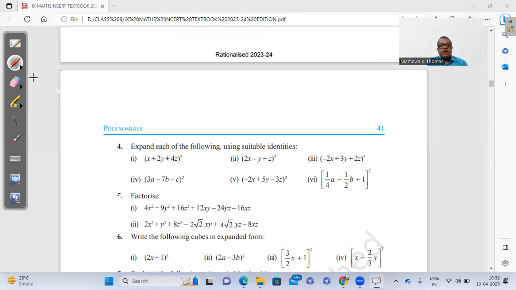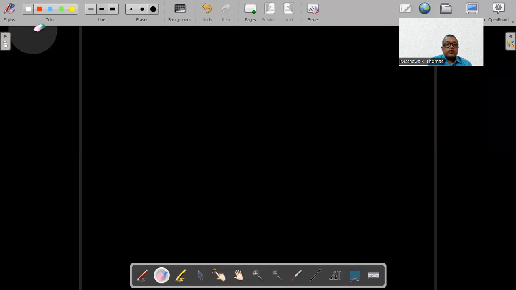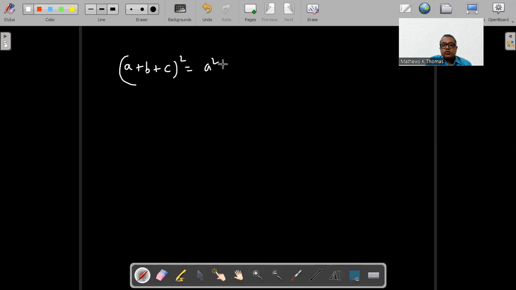Question is expand each of the following. Expand (x + 2y + 4z) whole square. Okay, so here we need to understand this identity: (a + b + c) whole square is a square plus b square plus c square plus twice of ab plus twice of bc plus twice of ca. Okay, this is the identity which we are going to use in this question.